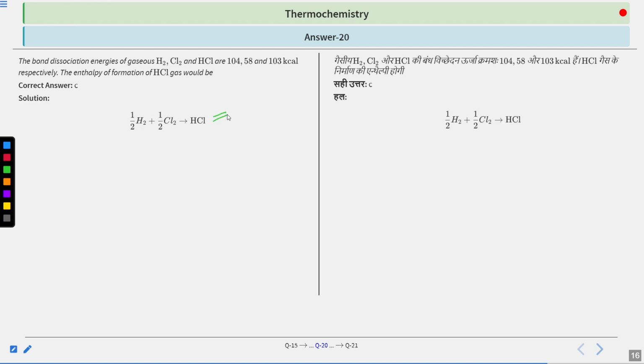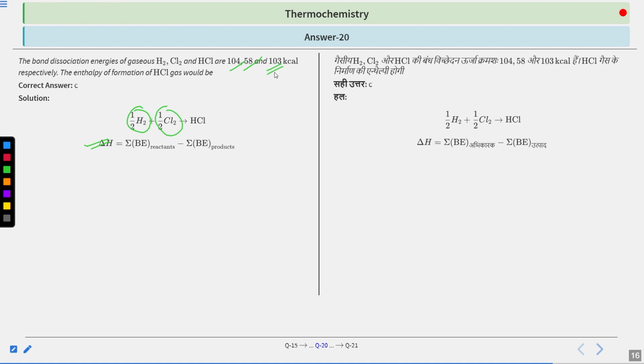So this is the equation. I asked you to write the thermochemical equation for formation. So therefore, this is the way you can write it in terms of the bond dissociation energy. Okay, your enthalpy of formation. Now in this case, these are the bonds that are breaking. So that value is given. Okay, no problem.